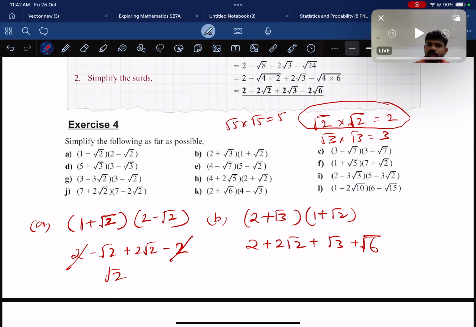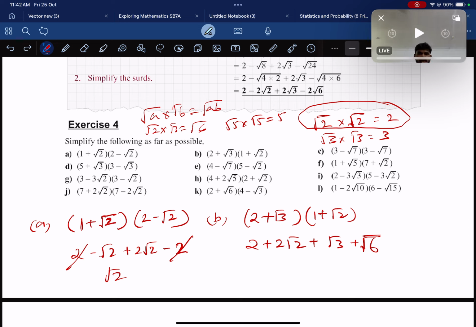Yeah, here we are multiplying. If you know that in the first exercise itself we have done, if it is root of a times root of b, we are going to write it as root of a times b. That's the same thing we are using here. Root of 2 times root of 3 is actually root of 6. That's what we used in this one. Root of 3 times root of 2 is root of 6.